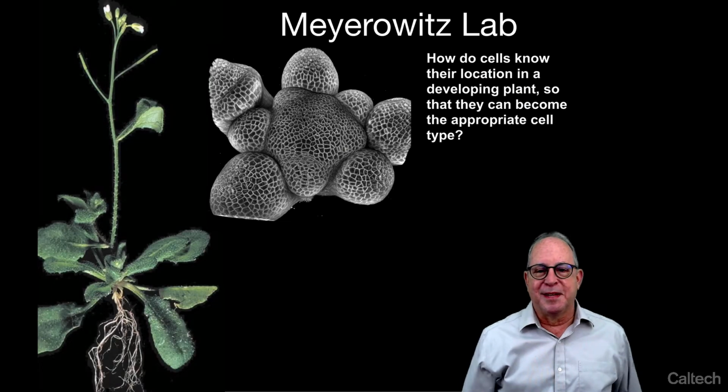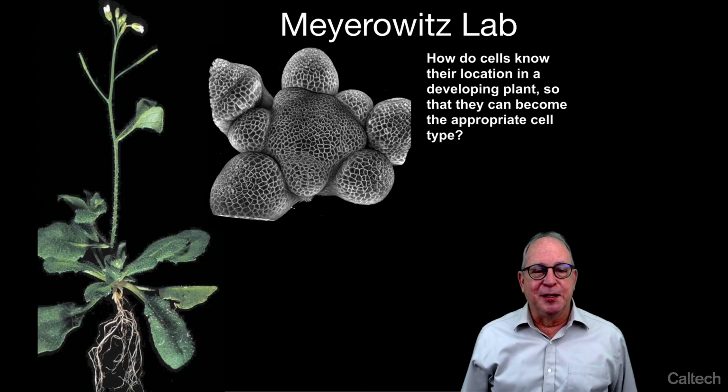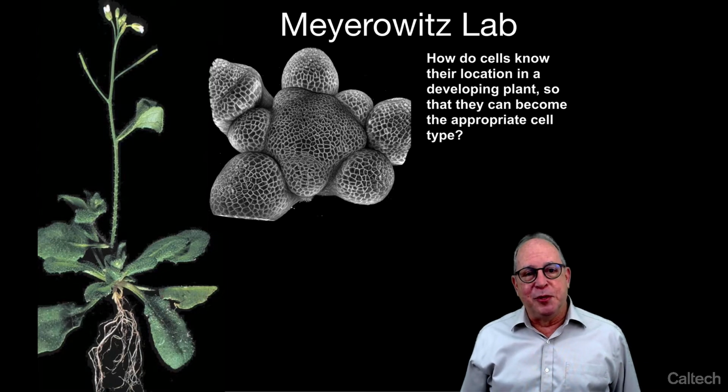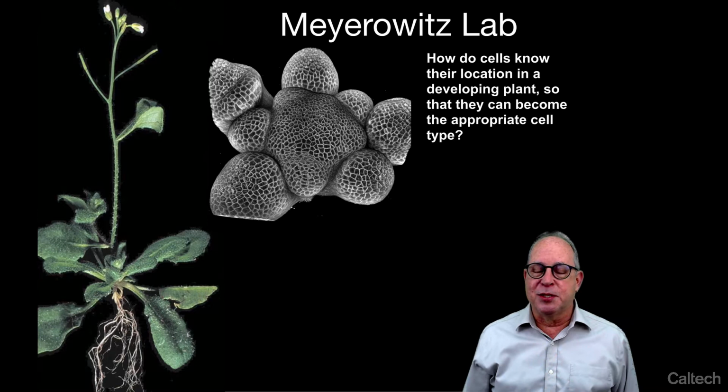My lab studies how plants grow and develop. And one of the questions we ask is, how do cells know their location when they're in a developing plant so that they can become the appropriate cell type? On the left here, we see the plant we use, Arabidopsis thaliana, and each shoot up near where the flowers are coming out at the top has a collection of stem cells called a shoot meristem, which is shown in the middle of the slide.